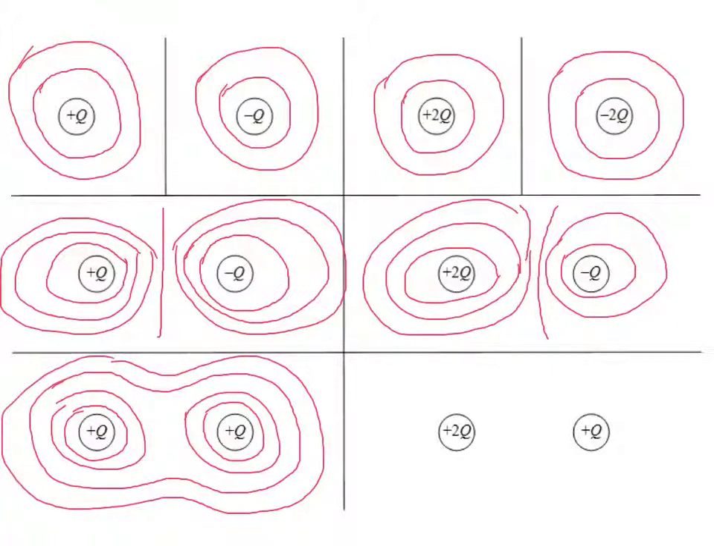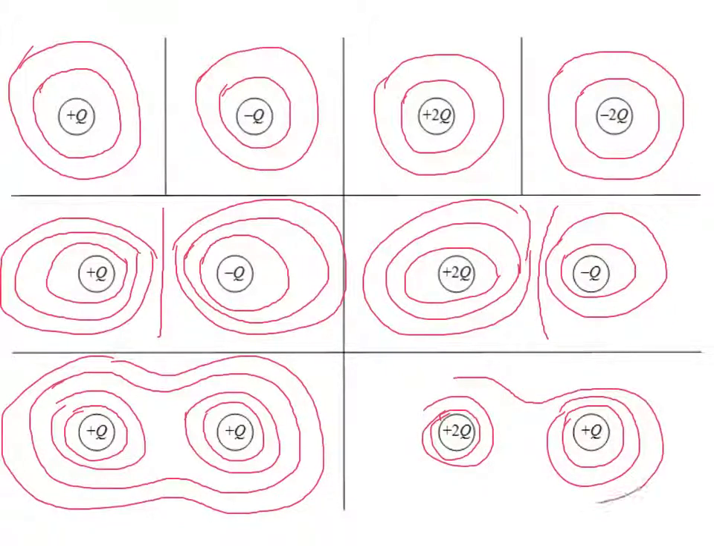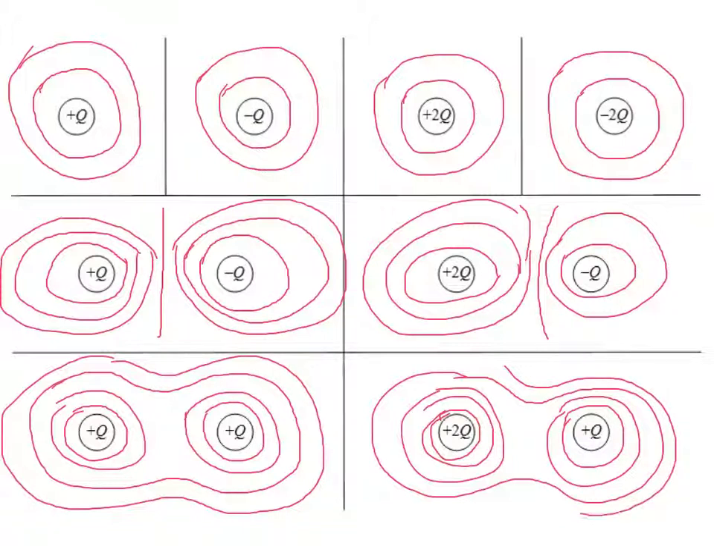And a similar looking thing when you have two charges of the same sign, but where one's a little bit bigger than the other one, except it's going to be asymmetrical. So it'll look something more like this. Where around the 2Q is bigger than around the Q.